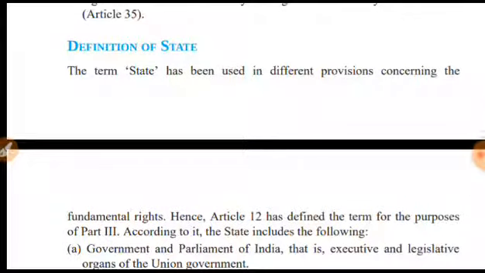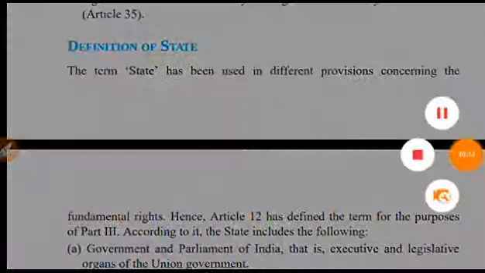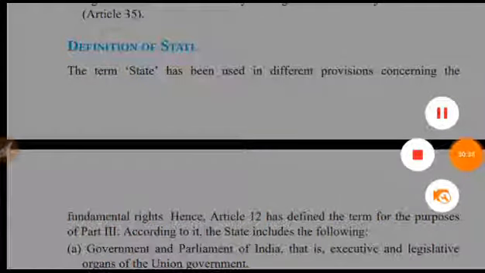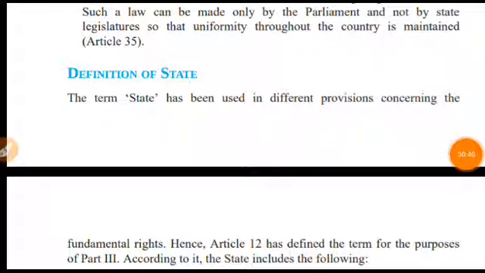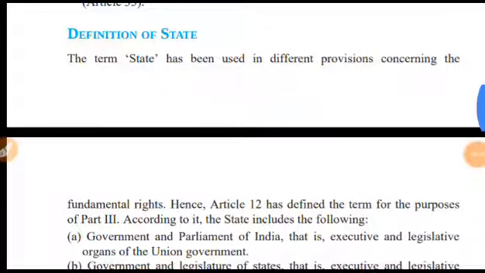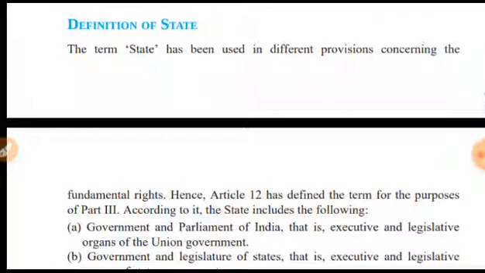So next we discuss the definition of state. The term state has been used in different provisions concerning the fundamental rights. So the term state, what is state? If the question comes, then you can tell that the state has been used in different provisions concerning the fundamental rights. Hence Article 12 has defined the term for the purpose of Part 3.